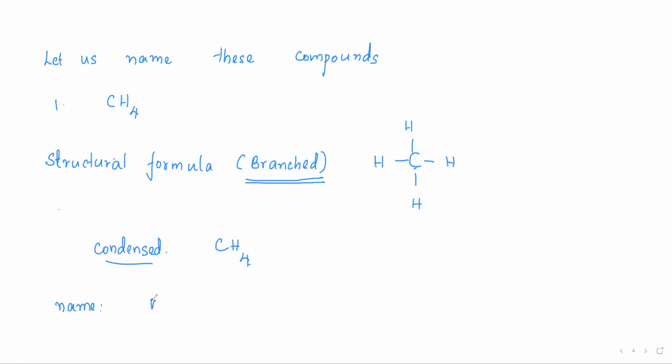There's only one carbon. Therefore, the root word corresponding to one carbon is meth, and it is a saturated compound. When there is only one carbon, the question of whether there is a single, double or triple bond between carbons is not even arising because you have only one carbon. Therefore, straight away, let's write ANE, which gives us methane. So, the first member of the alkane homologous series is called methane. Its formula is CH4.